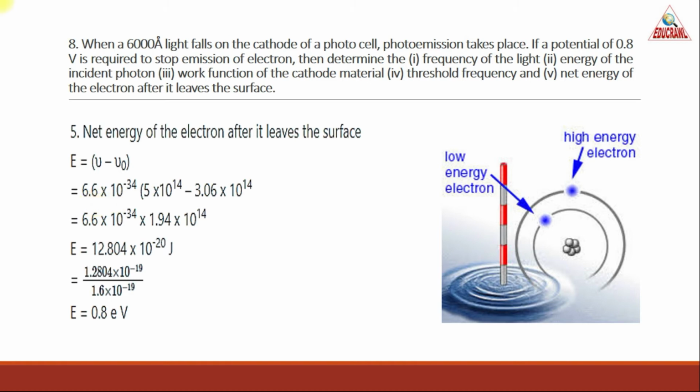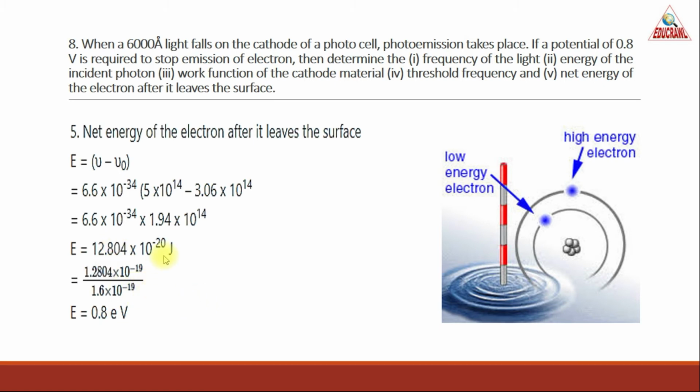E is equal to h mu. The h they have taken outside the bracket. So E is equal to 6.6 into 10 power minus 34 into 1.94 into 10 power 14. Simplifying, we get the answer as E is equal to 0.8 electron volt.